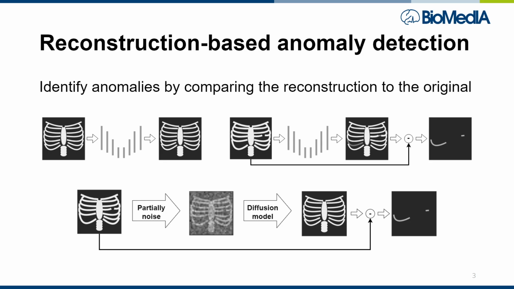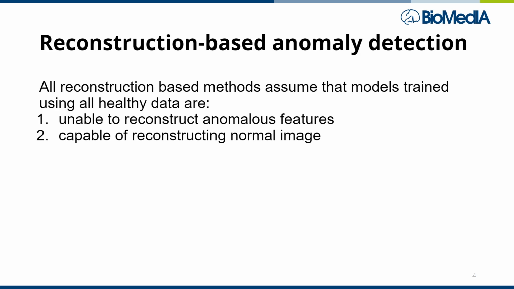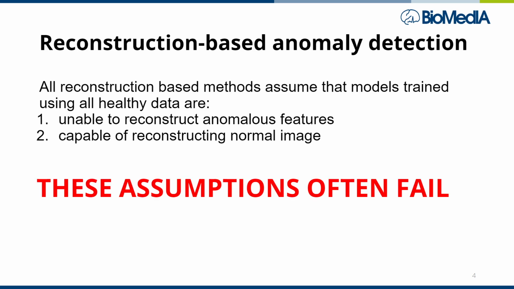And that's pretty cool. But regardless of whether the model is a diffusion model or a VAE or a GAN, all of these reconstruction-based methods rely on some common assumptions. Those assumptions are that models trained using only healthy data are both unable to reconstruct anomalous features and capable of reconstructing normal images. Unfortunately, these assumptions often fail, which is what we're going to try and address in our method.